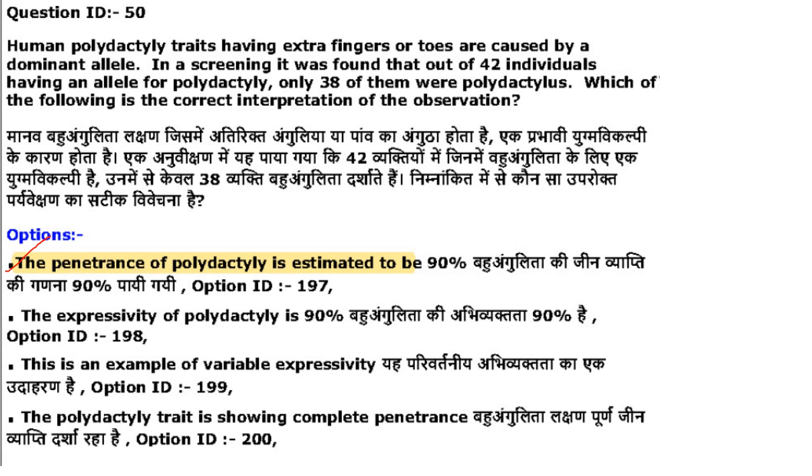Answer is option 1. Expressivity of polydactyly is 90%. Expressivity is not a quantified value. It cannot be quantified. Then this is an example of variable expressivity. That is also not correct. The polydactyly trait is showing complete penetrance. If it was showing complete penetrance, then 42 out of 42 individuals would have been polydactylous. But here only 38 of them are polydactylous, that is 90% of them are having polydactyly. So it is not a case of complete penetrance. So the answer here is option 1.